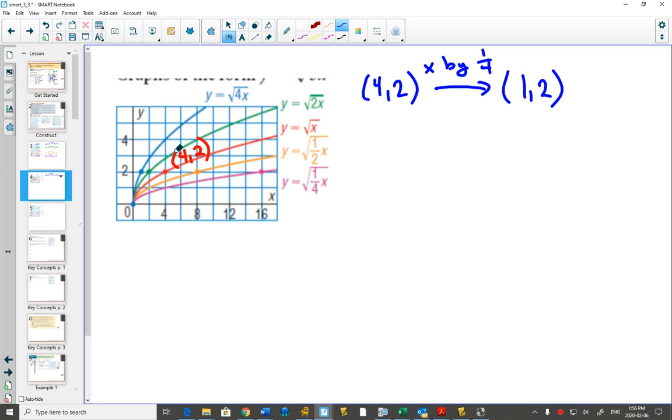So on the green one, take our original point 4 comma 2 on our red graph. We've got a 2 inside. You multiply by the reciprocal.